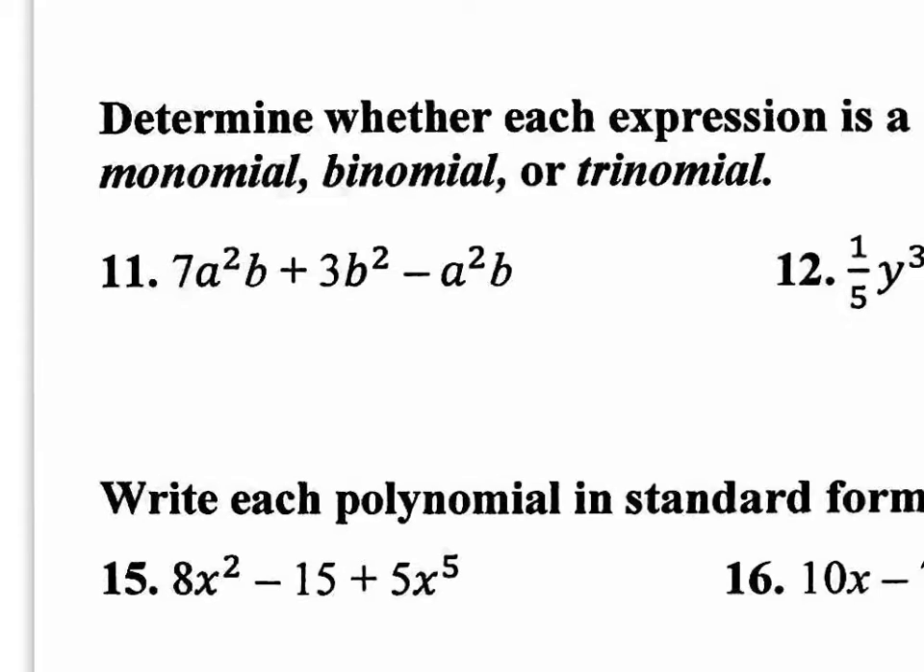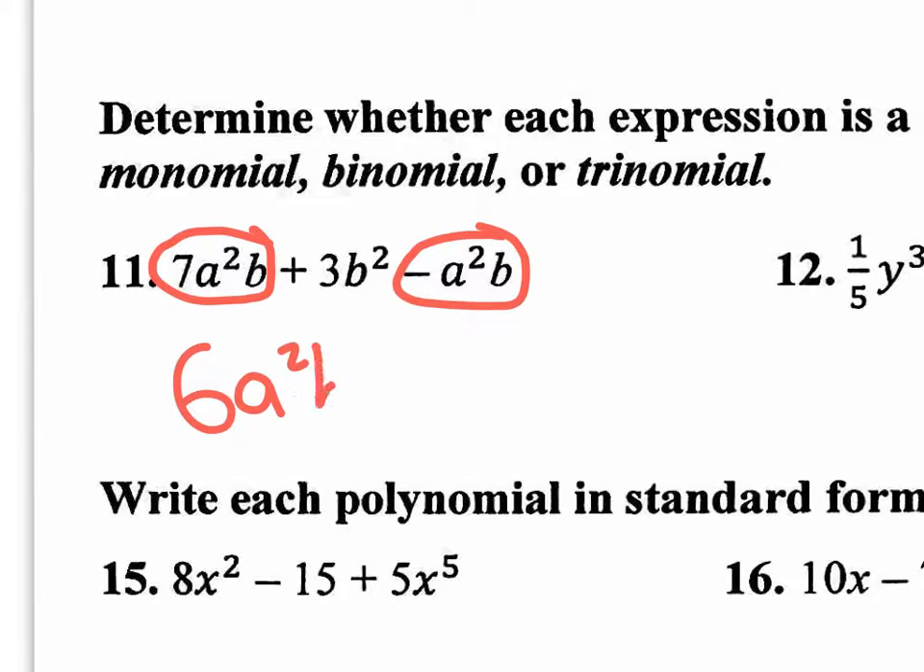You could add a squares with a squares, a's with a's, b's with b's, ab's with ab's, a squared b's with a squared b's. So we cannot add these first two because they're not like terms. But there's three terms. Are any of those alike that you could combine? Yeah. The first one and the last one, right? So this first one is 7a squared b. This last one is a negative 1a squared b. They're both a squared b's. So 7 take away 1 is 6a squared b's.